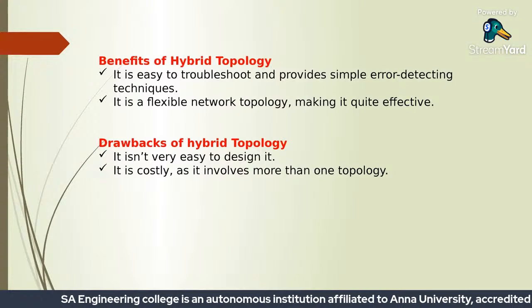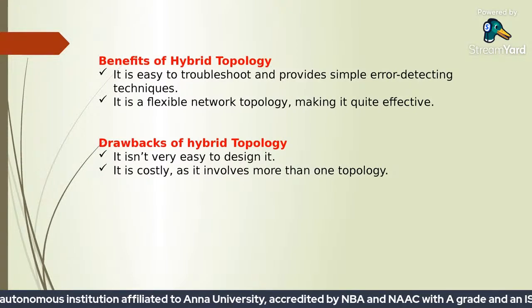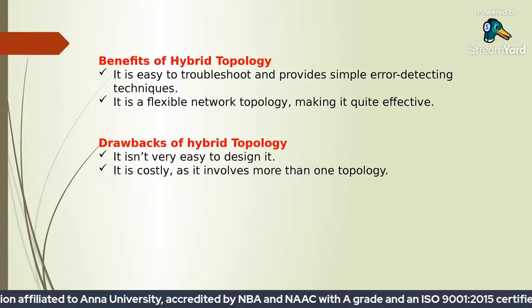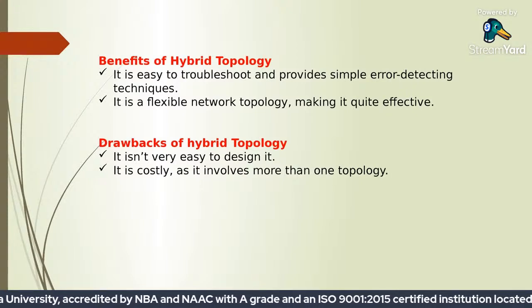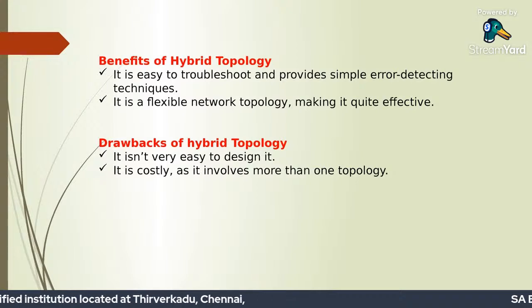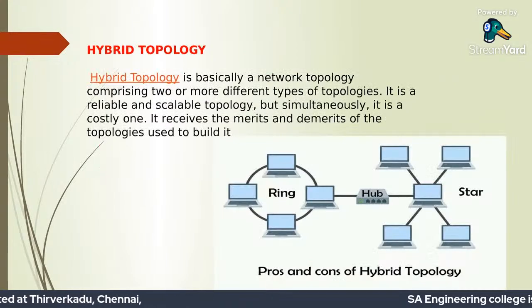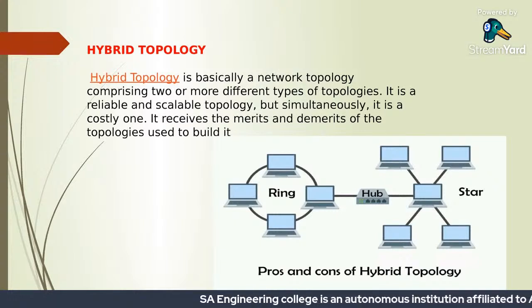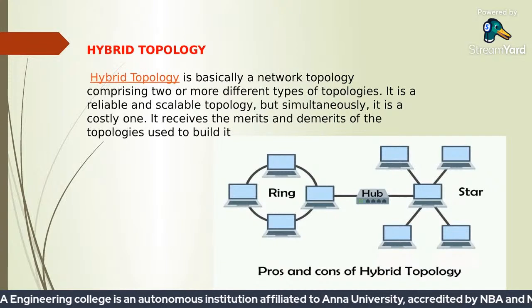And the benefits of hybrid topology: it is easier to troubleshoot and provides simple error detection techniques. Errors can be easily found in hybrid topology, and it is a flexible network topology, which makes it quite effective, because we can interconnect two network topologies. With the help of a hub, we can connect other topologies too, and we can share the data from one topology network to another topology network.